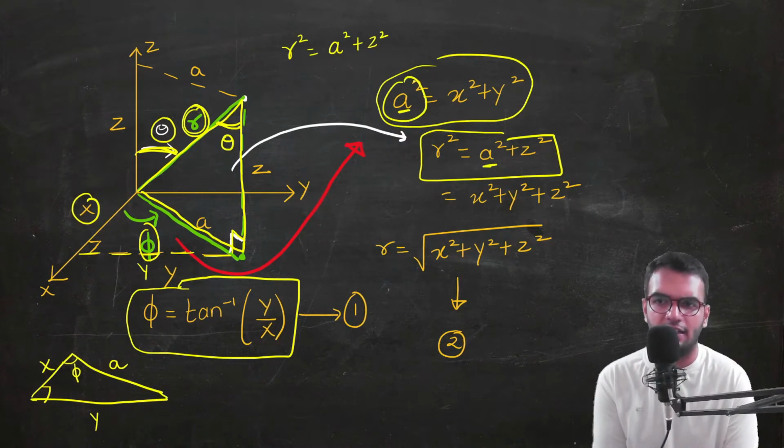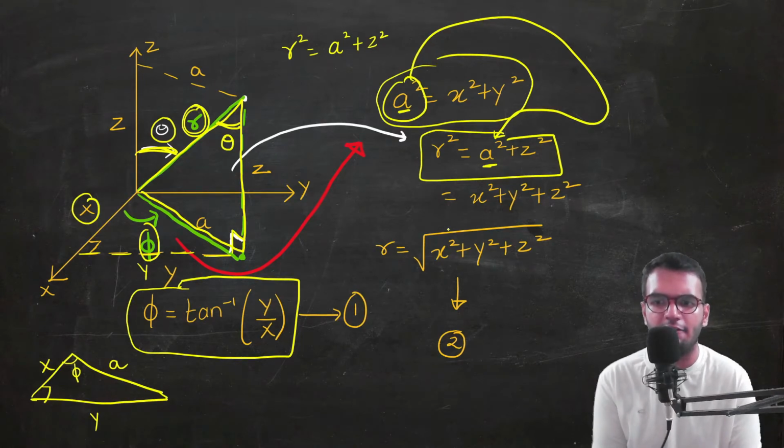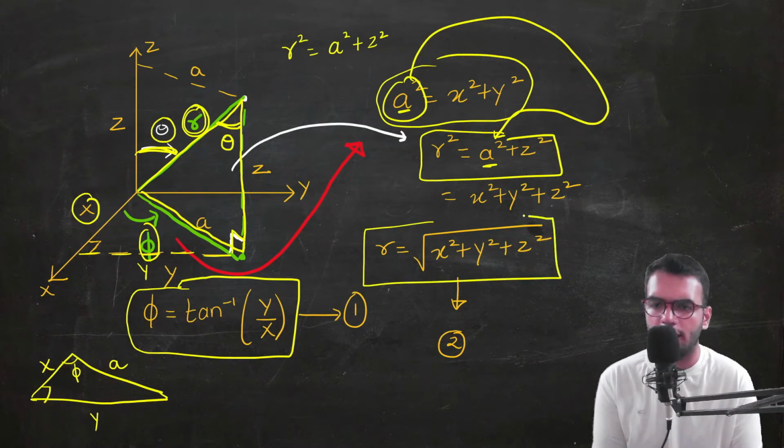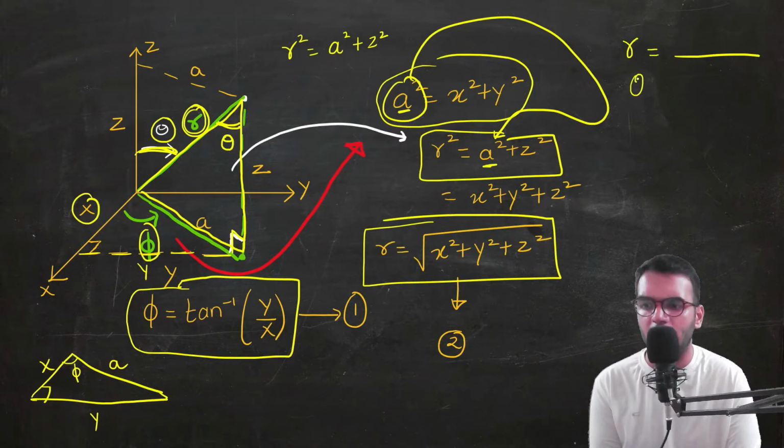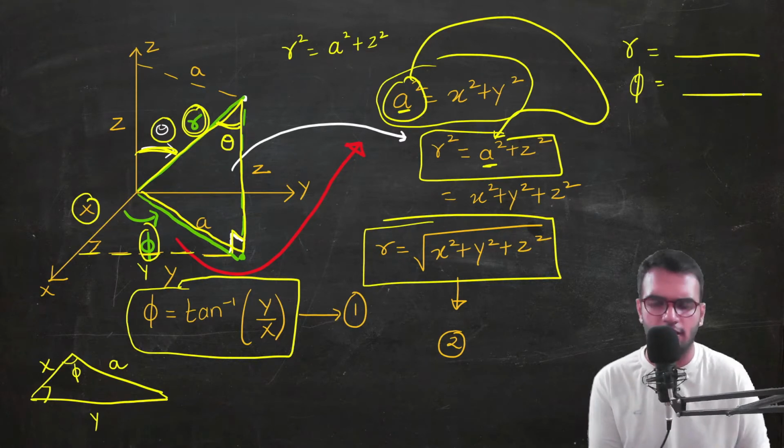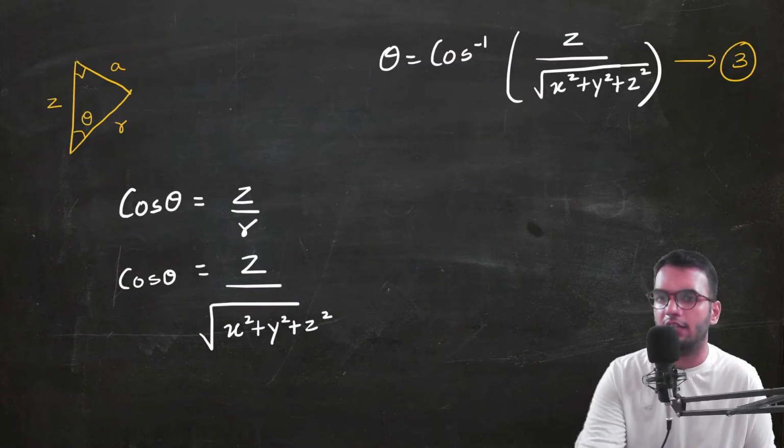So what will I get? Let us substitute the value of a here. I will get this thing. So I got the expression for r. So now basically I know r in terms of x, y, z. I know phi in terms of x and y. Okay. Now let us calculate the third thing.